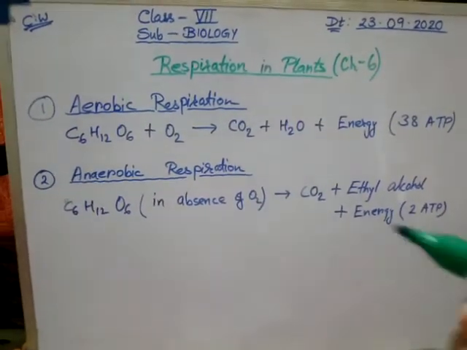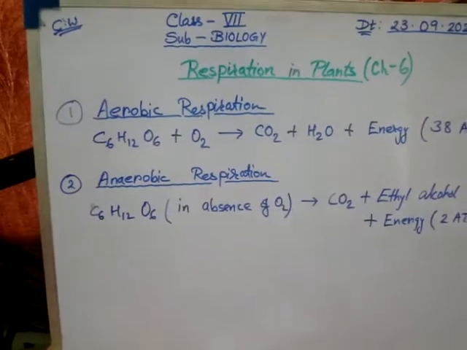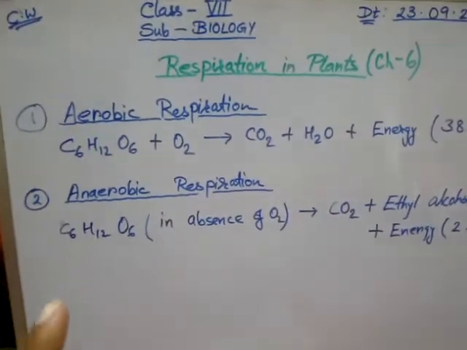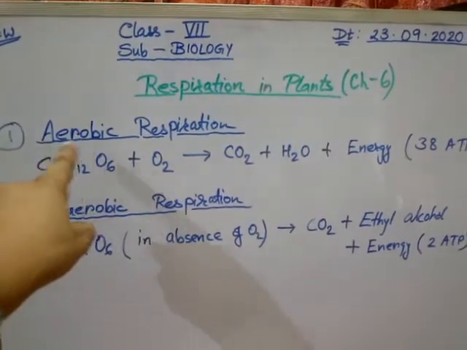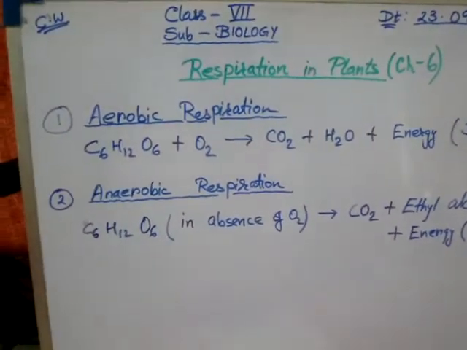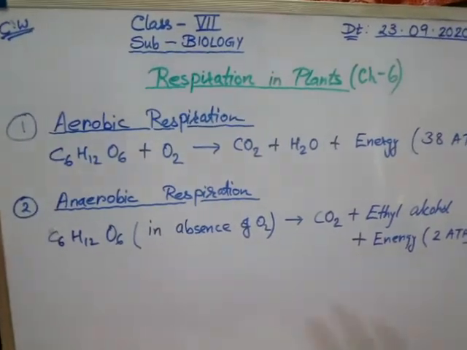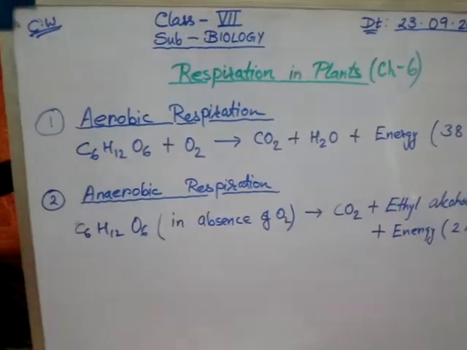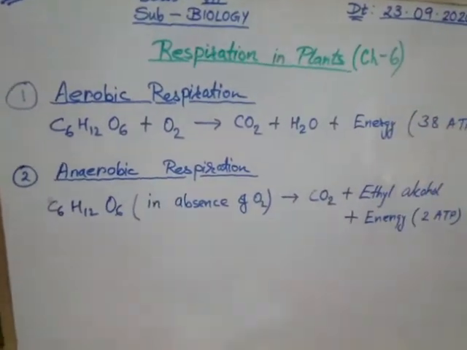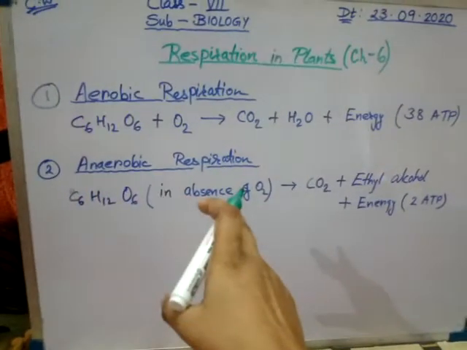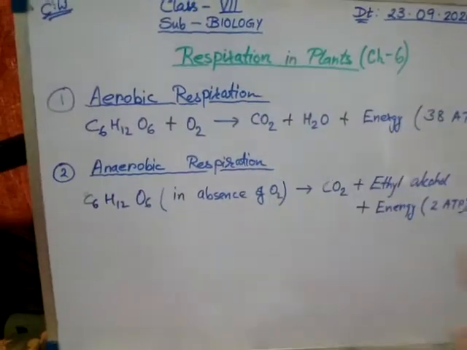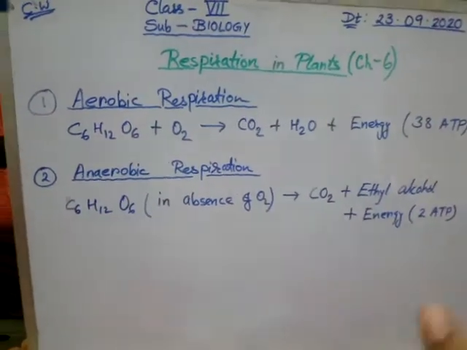Now children, coming to the next part, that is different types of respiration. The usual respiration that I was discussing for so long was the aerobic respiration. The other one is anaerobic respiration. You can make this out very well from the name only: aerobic respiration means that it happens in the presence of oxygen, and anaerobic respiration means that it happens in the absence of oxygen. Now from this chemical equation you can very well understand the process.